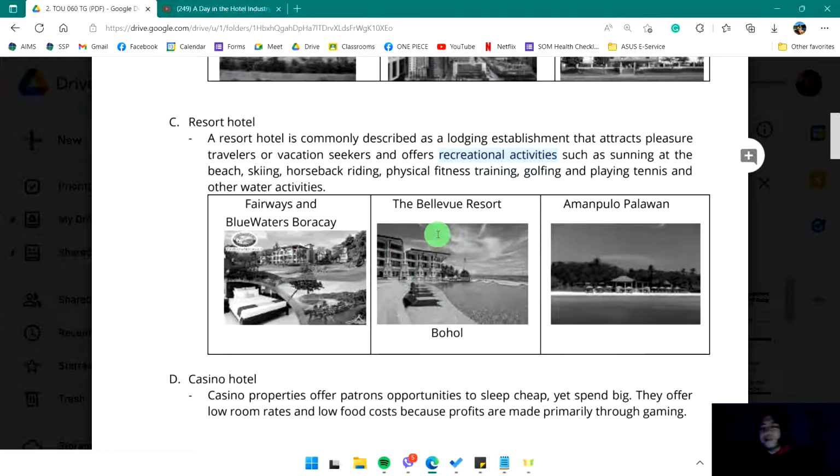I think Bellevue is a membership hotel. Parang kailangan ata may member ka sa isang specific na club before you can enter this. So I'm not really sure about that. And we also have Amanpulo in Palawan.